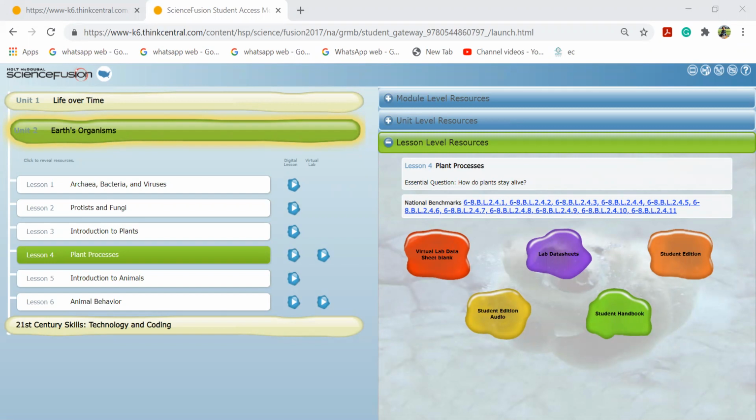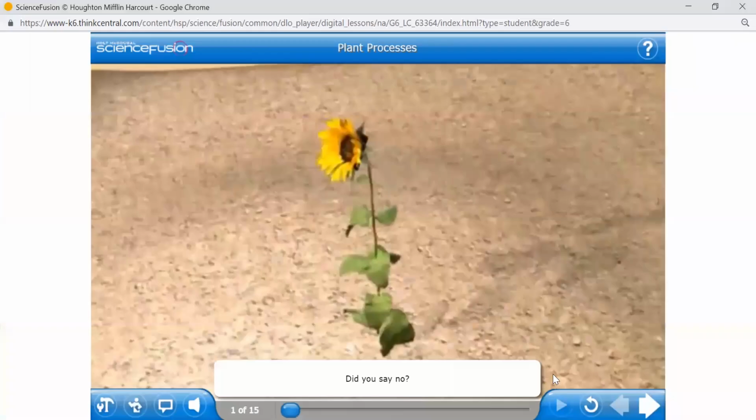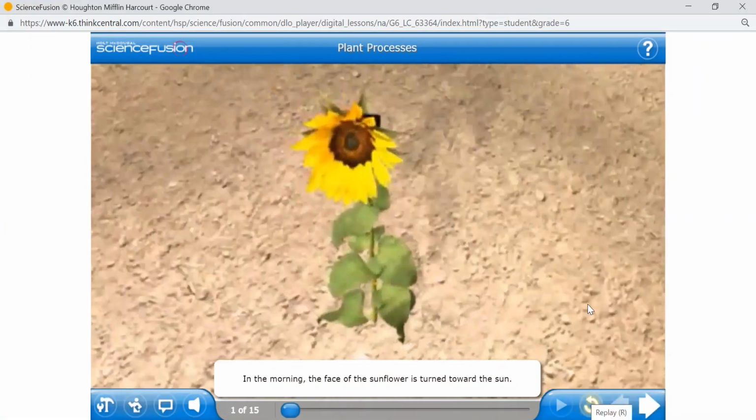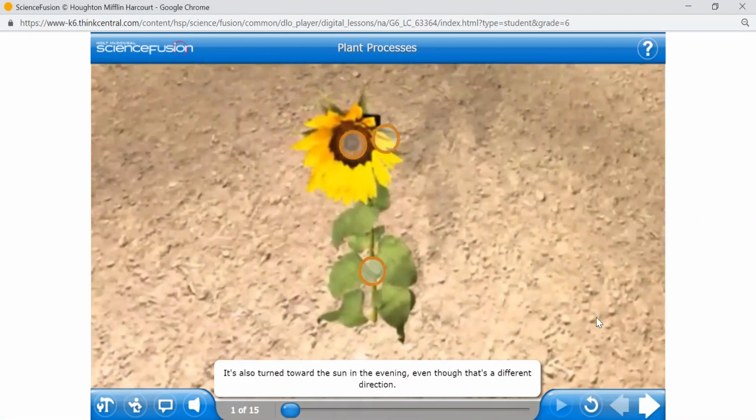Can a plant move? Did you say no? I thought so too, until I watched the sunflower in my backyard. In the morning, the face of the sunflower is turned toward the sun. It's also turned toward the sun in the evening, even though that's a different direction. This got me thinking about all the things this sunflower and other plants can do.